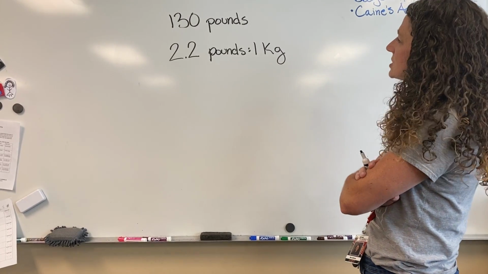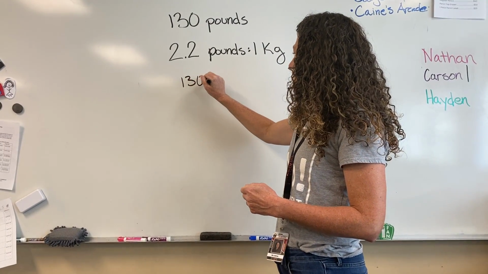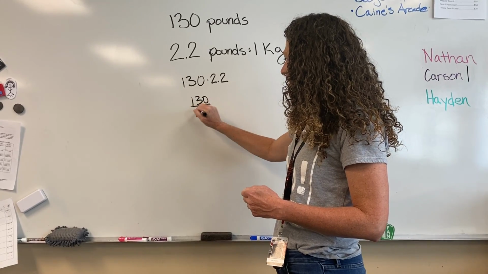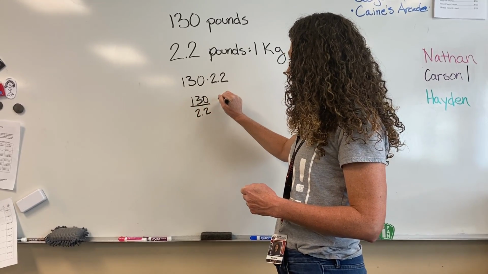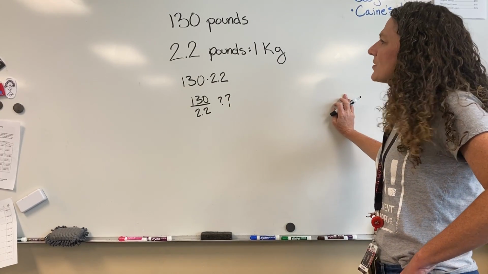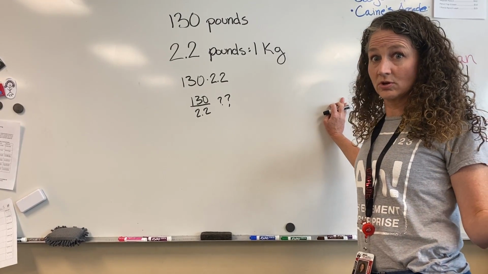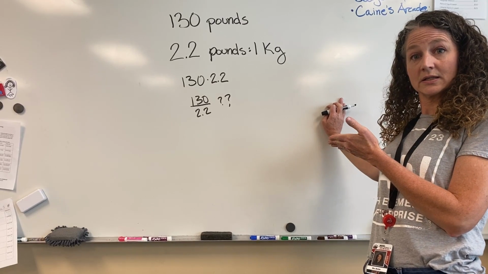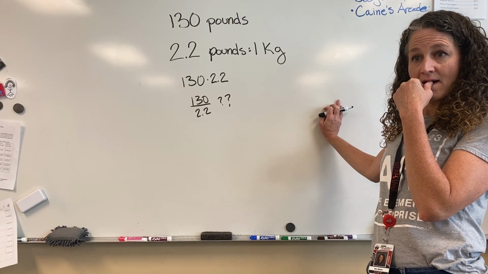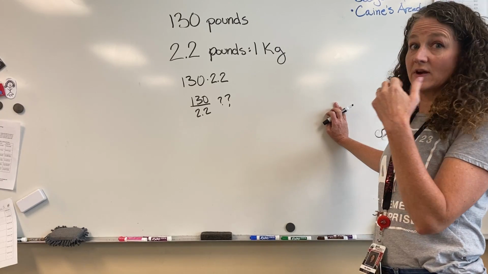Okay, so here's a question. Do I multiply the 130 times 2.2 or do I divide it? And how do I know? What do you think, Ashley? How do you know that? How do you know that you divide? Because we've been multiplying all the other things. Shouldn't I keep multiplying? What do you think, Gideon? Because we need to figure out how many kilograms are in 130 pounds. Yep, I need to figure out how many kilograms.